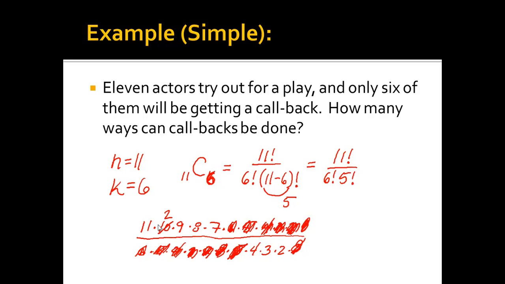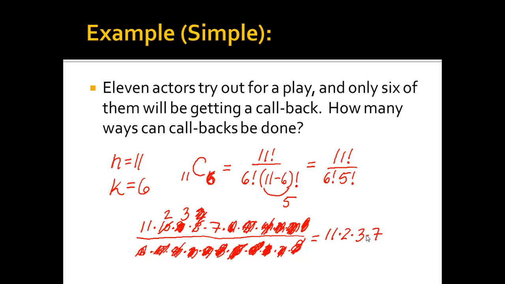So I'm going to get rid of the 5, and change the 10 into a 2. I'm going to get rid of this 4, which makes this 8 change into a 2 up here. I'm going to get rid of this 3, which is going to turn this 9 into a 3. And I'm going to get rid of this 2, which is going to get rid of this 2. So now basically what I have here is 11 times 2 times 3 times 7.